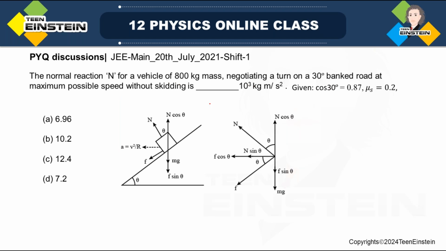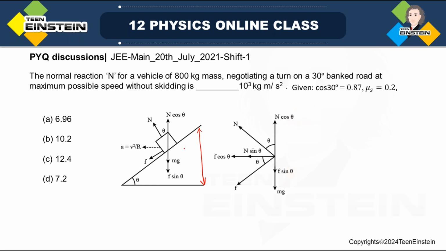So this problem is actually from the banked road. Banked road means the road will be inclined to the horizontal surface. This will be some height. The outer edge of the road will be banked, meaning raised. If the outer edge of the road is raised compared to the inner edge, then this is called a banked road.